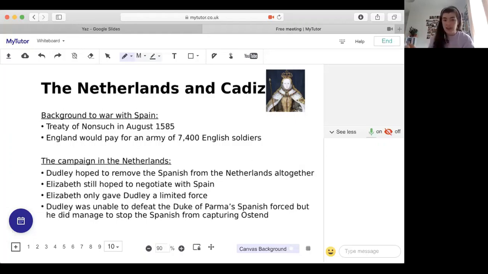So, the campaign in the Netherlands. Dudley hoped to remove the Spanish from the Netherlands altogether. However, Elizabeth still hoped to negotiate with Spain. She doesn't want to go to war with Spain. She's seen how wars can be costly following the reign of her sister and the devastating war with France that got England into debt in the first place. And she wants to avoid it as much as possible. So she only gave Dudley a limited force, which was capable of very little. And Dudley was unable to defeat the Duke of Parma's Spanish forces, but he did manage to stop the Spanish from capturing Ostend, which is a deep water port on the English Channel. Deep water ports are important because some of the trading vessels are quite big, like under the water.